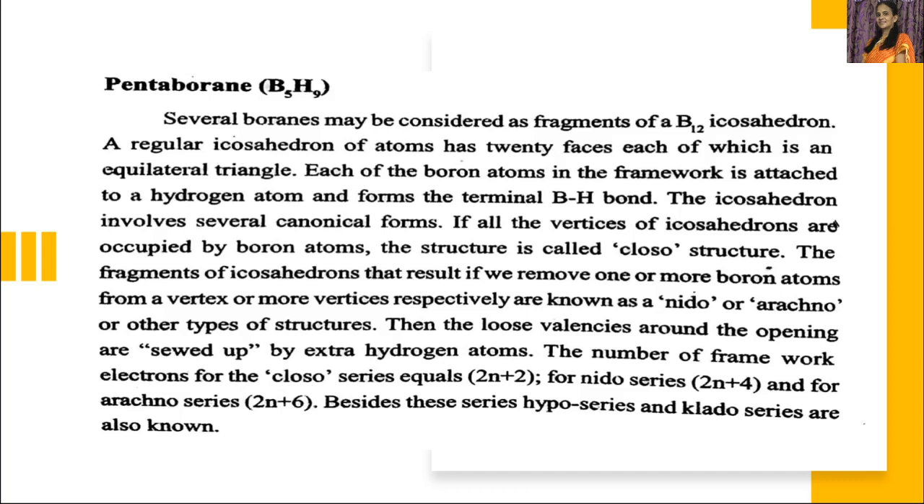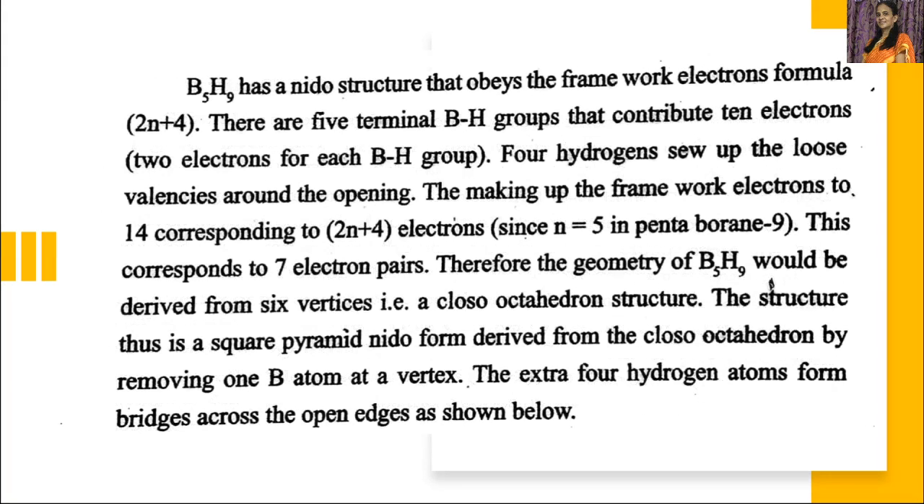The number of framework electrons for the closo series is equal to 2n plus 2, for the nido series it is equal to 2n plus 4, and for the arachno series it is 2n plus 6. These are the framework electrons. Besides these series, the hypo series and clado series are also known for such higher boranes.